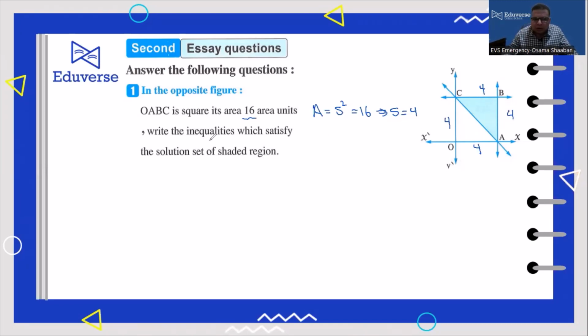I need to write the inequalities which satisfy the solution set of the shaded region. So this region is between this straight line, which is parallel to the y-axis, that means it cuts at 4 and 0. X is 4 here, and 0 is here. And this point will be 0 in x and 4 in y. So the intercepted part here is 4 for this line. So what is the equation? This line AB is parallel to the y-axis. So it cuts at 4, so x equals 4. And this line y equals 4.